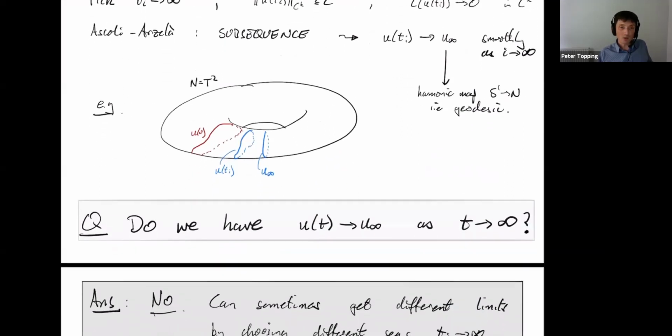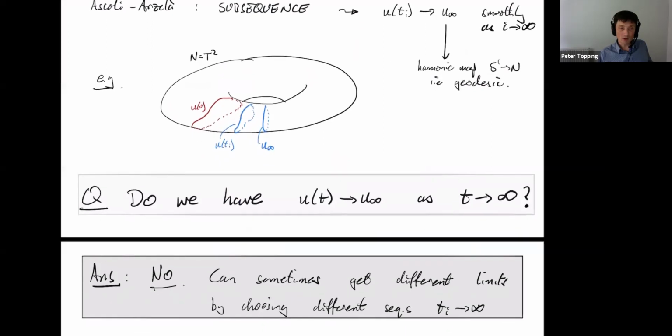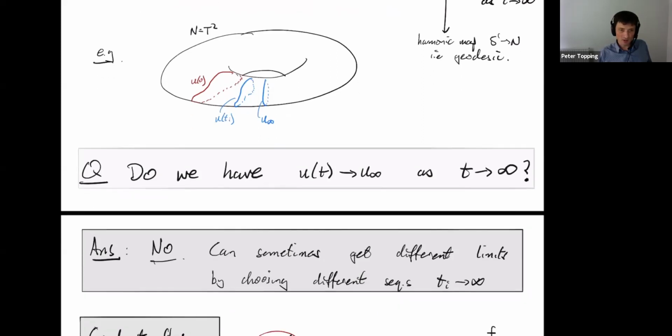Okay, so however, in general, the answer is no. You can't just switch from the convergence along a time sequence t_i going to infinity to t going to infinity. From the picture above, if you've never seen anything like this before, that may be a little bit weird, but actually the idea is extremely simple.